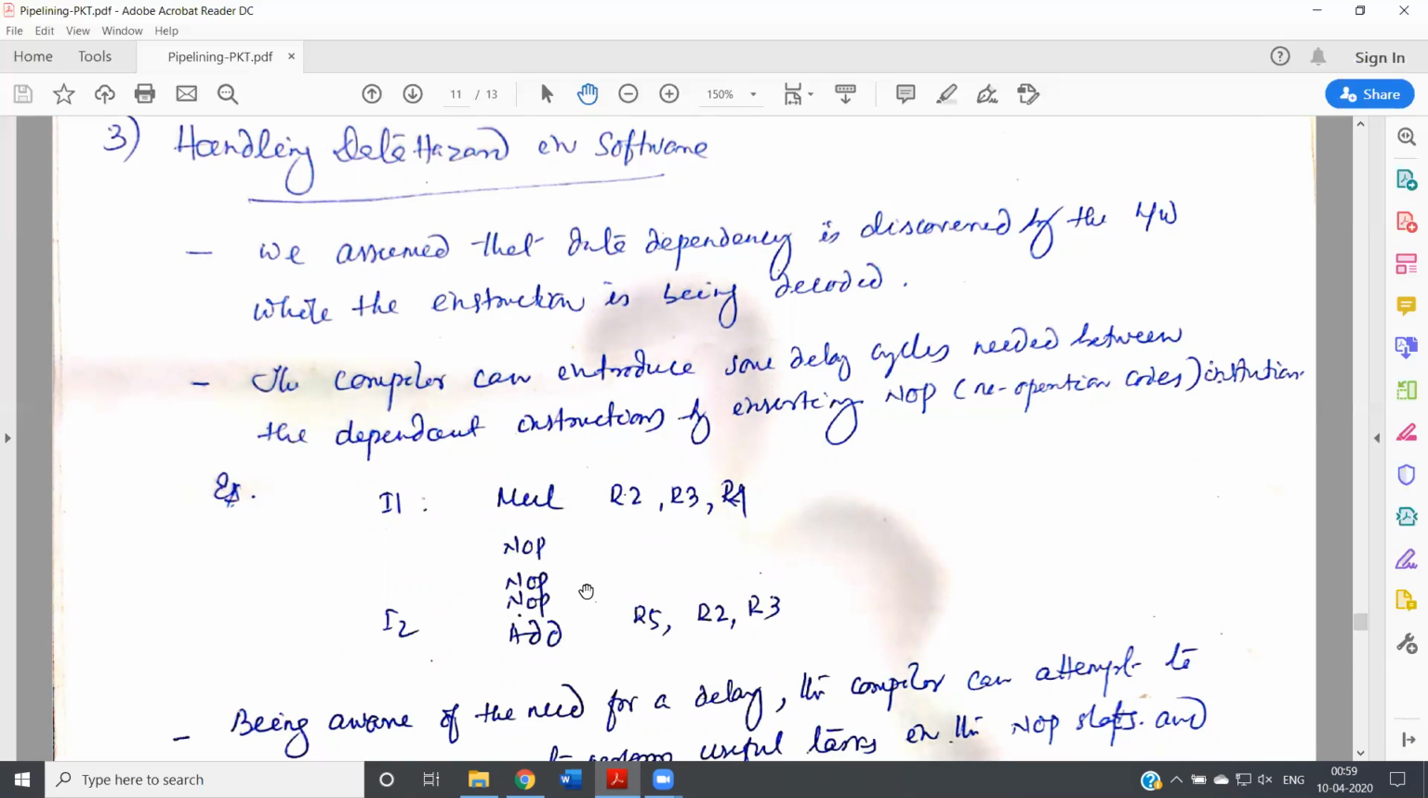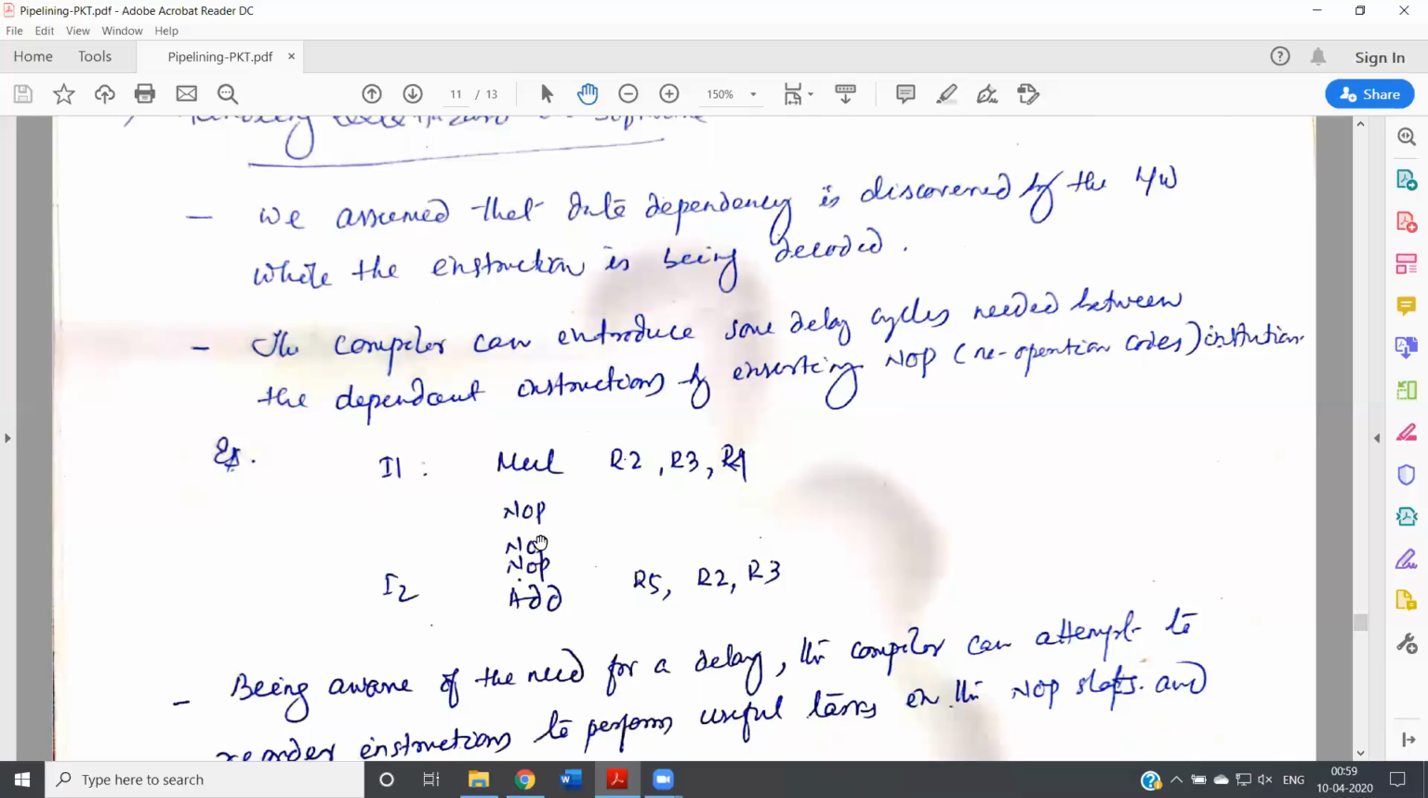Now, what is the advantage of this? What is the difference between this NOP and stall? The stall will make the pipeline halt. The pipeline will not continue. Here, the pipeline will continue without doing any task. So, NOP is actually an instruction. As NOP is an instruction, it can be replaced with any other instruction. So we'll try to find some useful instruction and we'll replace these NOP slots with it.